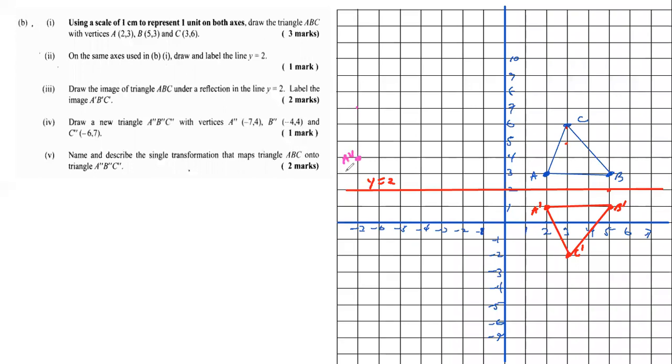The other one is what? B double prime, -4 and what? Positive 4. Then C double prime, -6 and 7. -6 and 7. Right. Then we join this one now, right? Yes, sir.